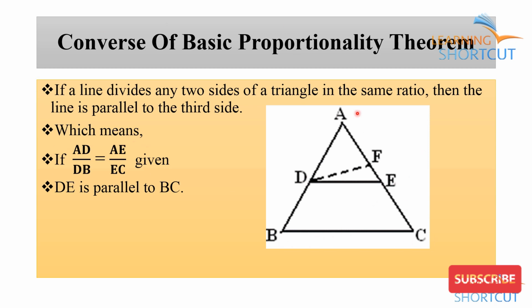Because DE and BC are parallel, we said AD divided by DB is equal to AE divided by EC. That's the basic proportionality theorem. The converse is: if the two sides are divided in the same ratio, then the line is parallel to the third side. So DE will be parallel to BC.